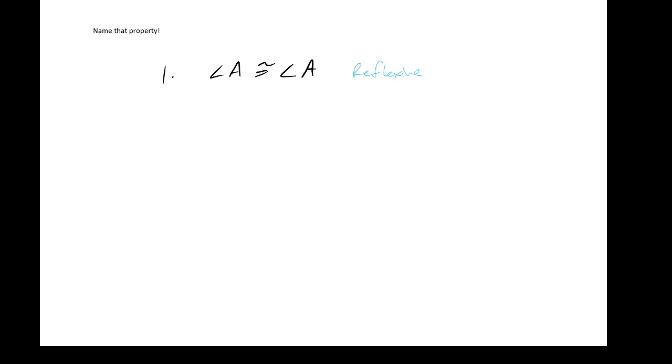Now, your textbook goes through and makes a note that this is the reflexive property of congruence. I don't need you guys to denote that difference between what's congruent and what's equal. So, how about if we had PQ congruent to JG and JG congruent to XY, then we could say that PQ is congruent to XY. Property? Well, of course, that's the transitive property, which we're very familiar with.